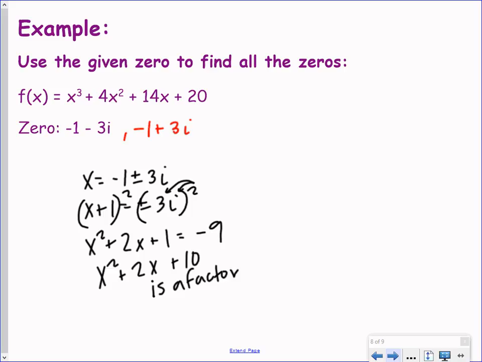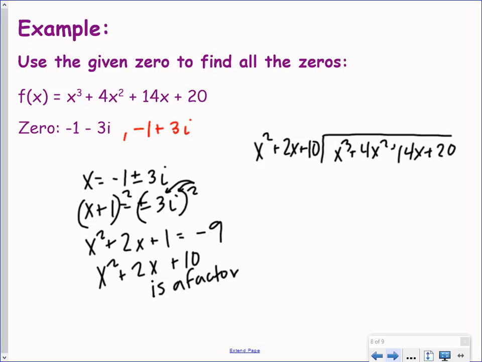If you know a quadratic factor, then you can do long division to find the missing factor and find the other zeros. Okay, so we're going to set up a long division. x cubed plus 4x squared plus 14x plus 20. If you know this is a factor, what should happen in your long division? It should go out evenly. You should get a remainder of 0.